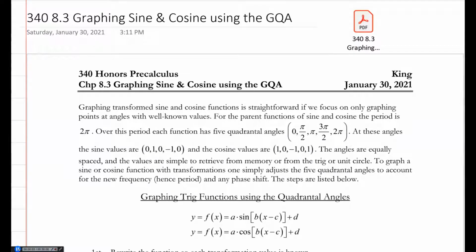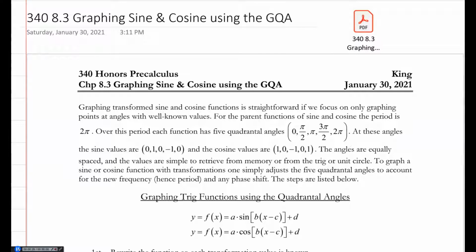I'm going to do a short tutorial on graphing sine and cosine using the GQA, the graphing quadrantal angles. Graphing transformed sine and cosine functions is straightforward if we focus on only graphing points at angles with well-known values. For the parent functions of sine and cosine, the period is 2 pi.